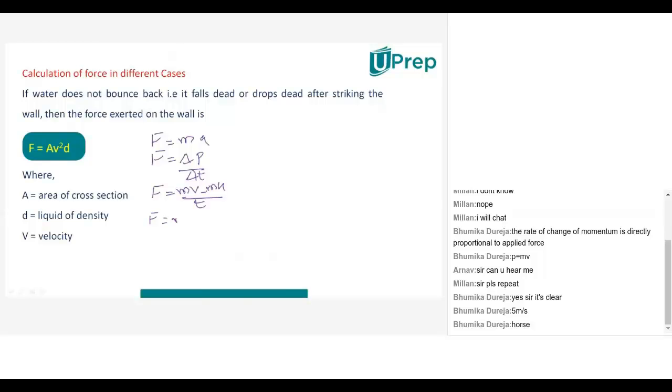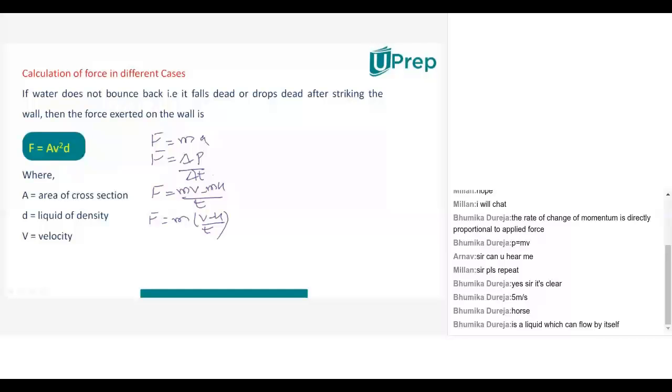Now we are going to learn about a few equations for forces in different cases. One of the cases which we are learning is related to liquids, fluids. Now do you know what is a fluid? Arnav, Bhumika, Sahas, Milan, give answers. What do you mean by fluid? And give me examples for fluids.